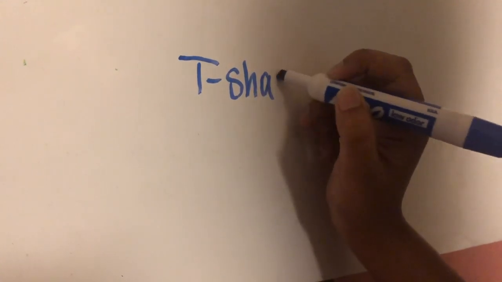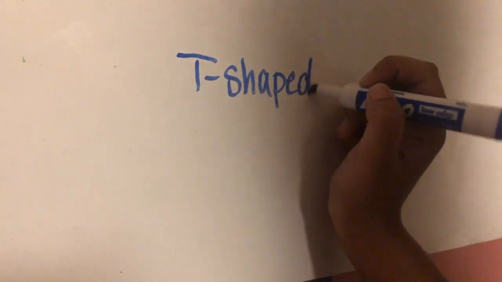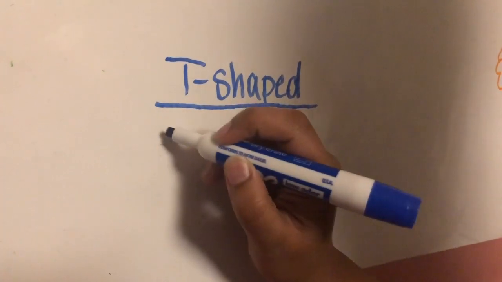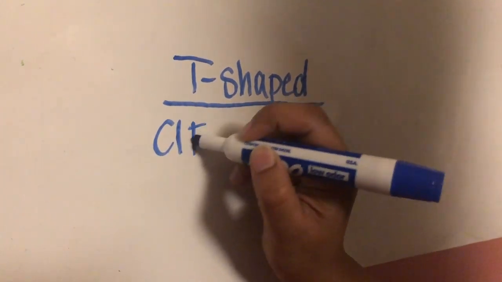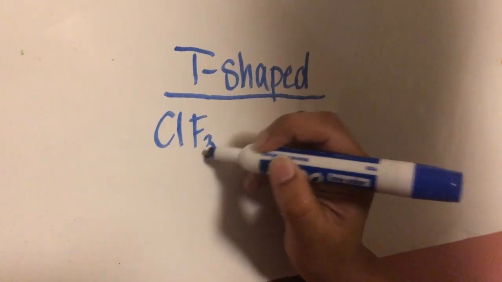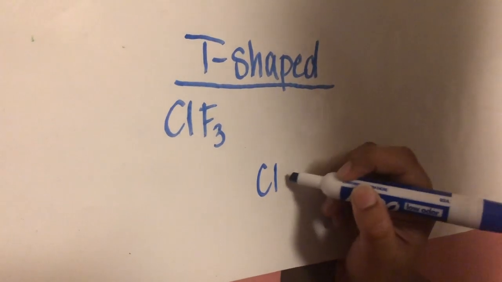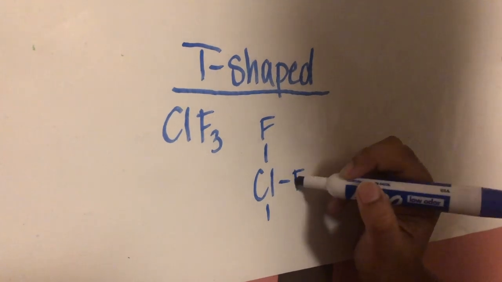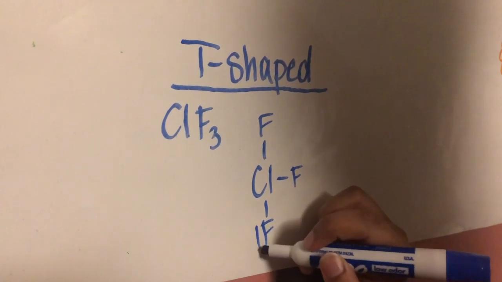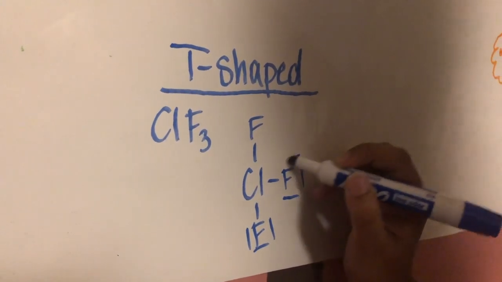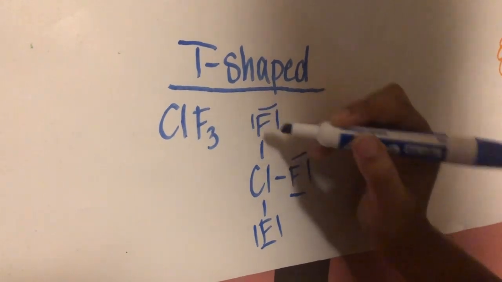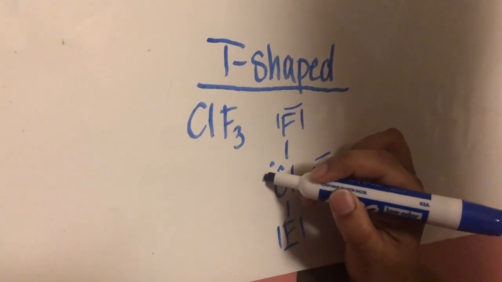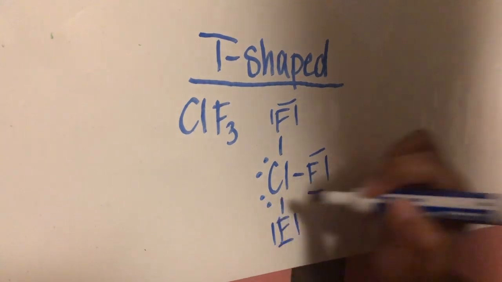T-shaped molecular shapes have bond angles of less than 90 degrees. We will be using the example of chlorine trifluoride. This molecule has 3 shared electron pairs and 2 lone pairs, giving it the same 5 electron domain, which equals a hybridization of sp3d. However, this molecule is polar.